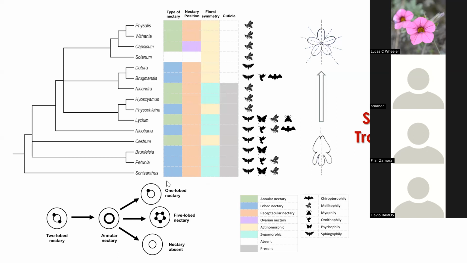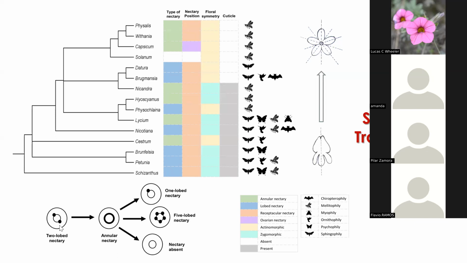So what we observed here is that the lobed form of nectaries with these zygomorphic flowers is correlated with long-term pollinators, and this annular nectary is always associated with bee-pollinated flowers. This is what I inferred from this observation, that is, how nectary relates to different pollination syndromes. So it is one of the pollination syndromes.